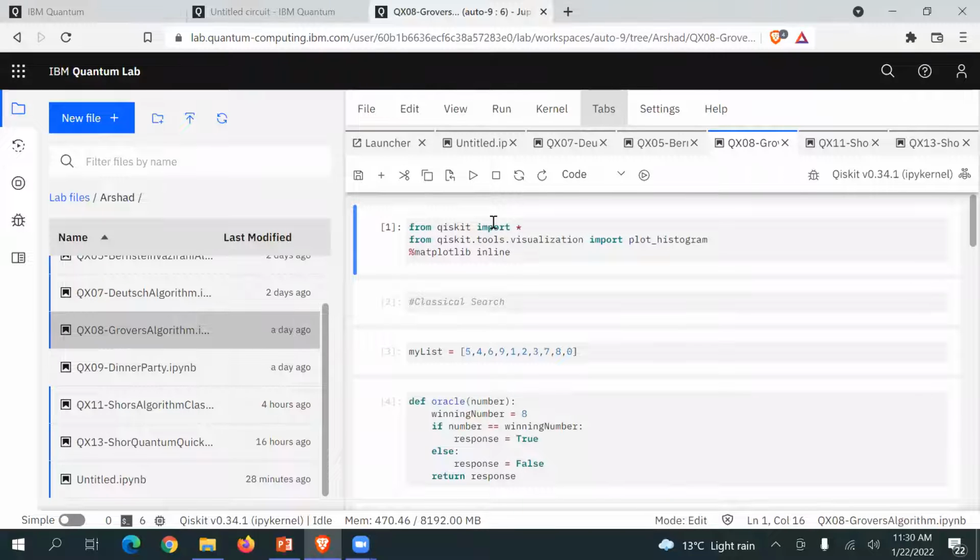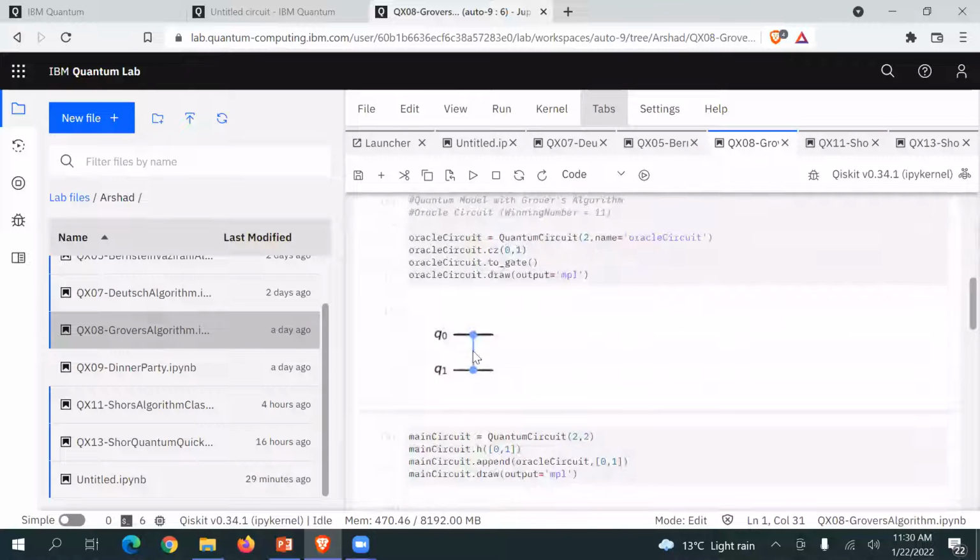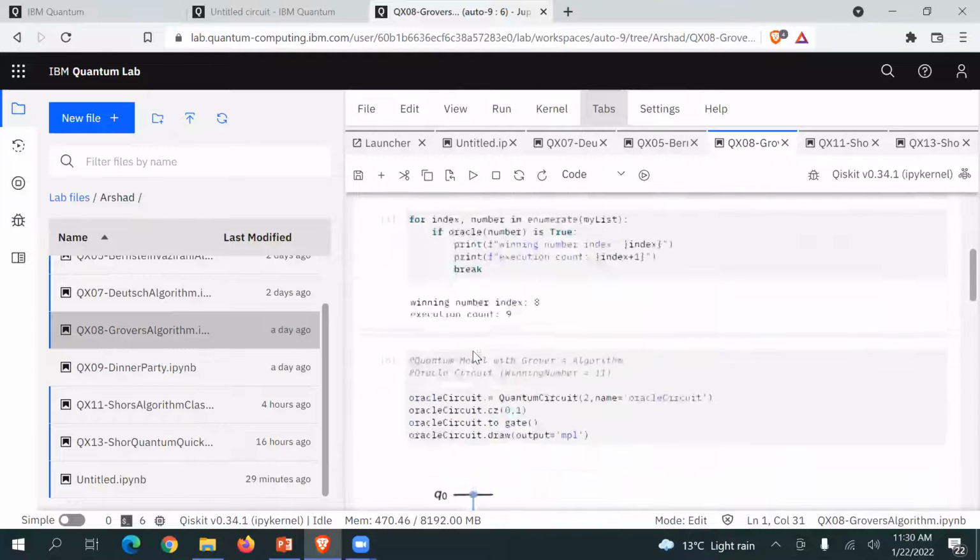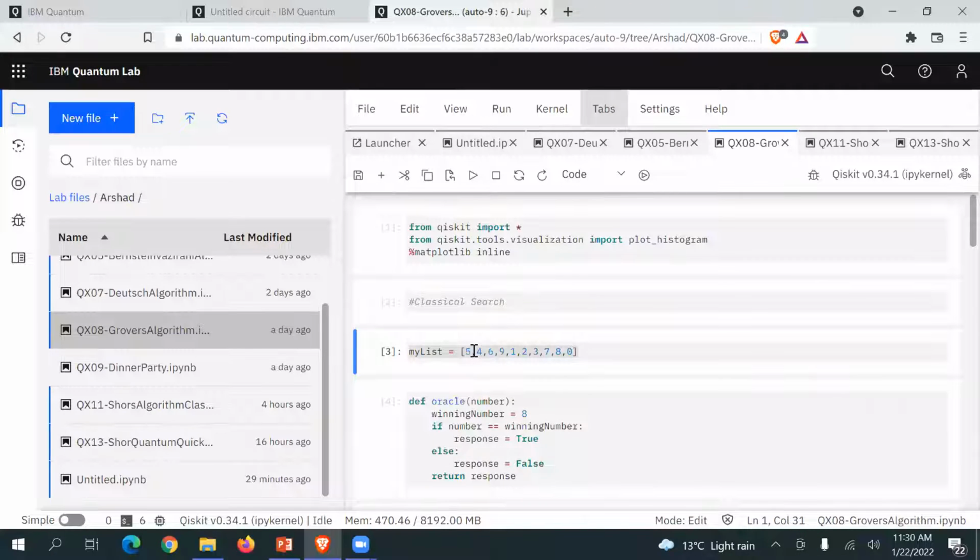So this is Grover's algorithm. Same as before, let's first take the classical approach, and then we will take the quantum approach. Let's say we have the numbers 5, 4, 6, 9, 1, 2, 3, 7, 8, 0, and we are giving a winning position as 8.